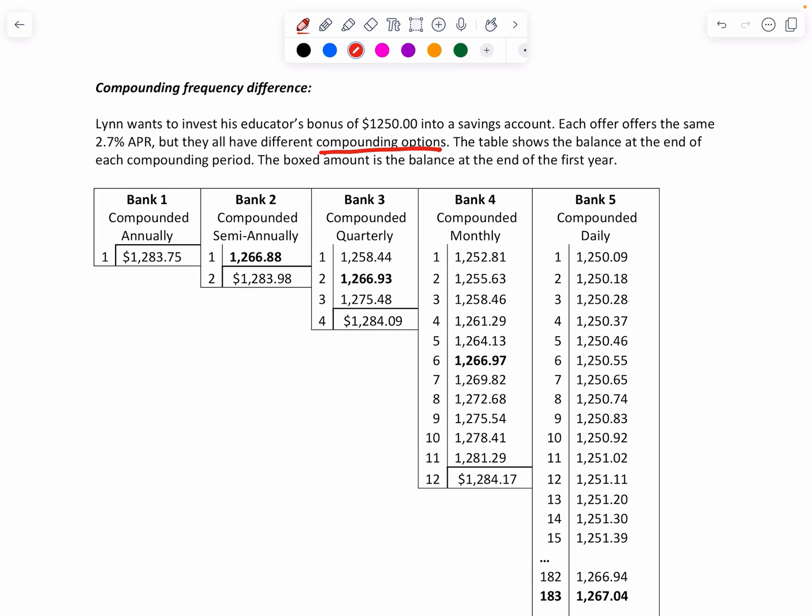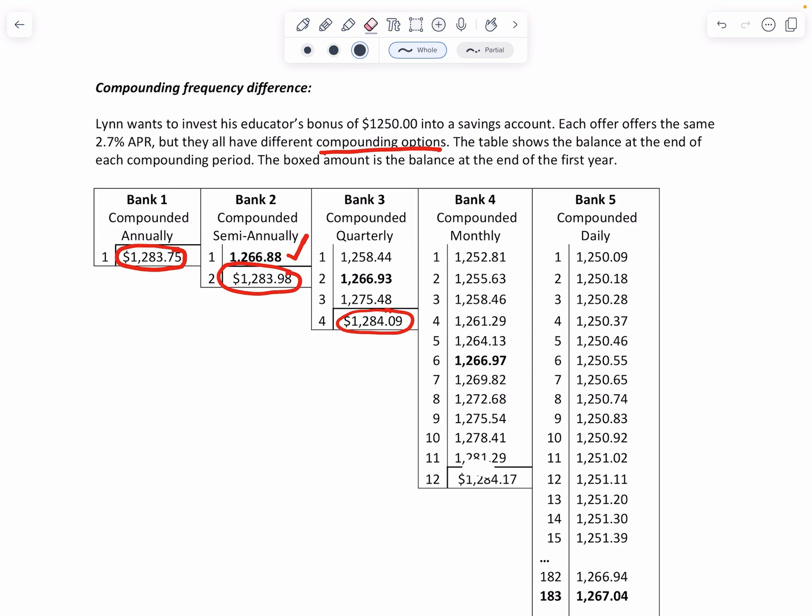So bank one is compounded annually. This is how much money he will get in his account after 1 year because it's just compounded one time. Now bank two, compounded semi-annually, he gets a little bit more money because it was compounded once here, and then this next number factored in that interest earned after the first compound. Bank three, if it's compounded quarterly, a little bit bigger.